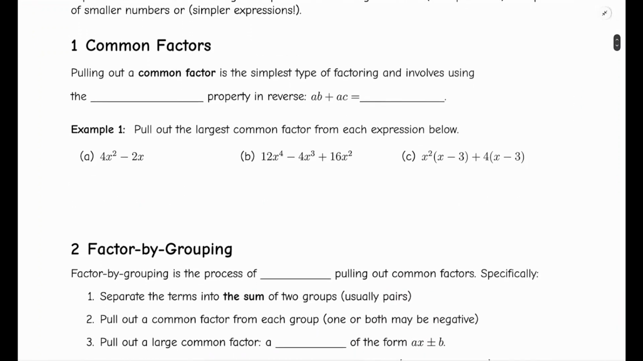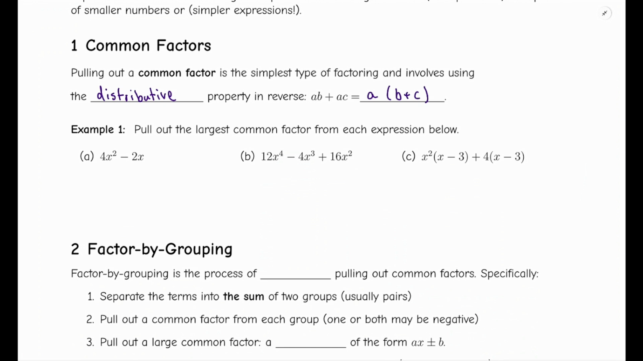Pulling out a common factor is the simplest type of factoring and involves using the distributive property in reverse. For example, A times B plus A times C has an A in common, so I can factor the A out, and then we're left with B plus C in parentheses.